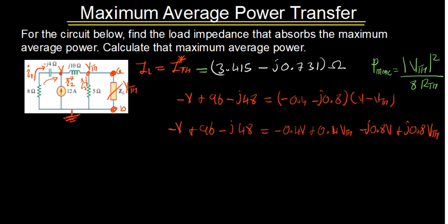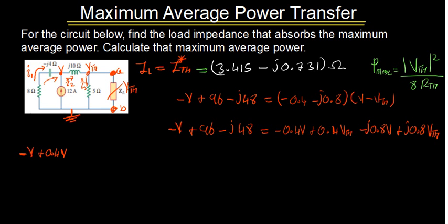So we can come back here and say, all right, what do we have? I can bring these that have V and V Thevenin to the other side. So meaning I'm going to have something like minus V, plus 0.4 V there.